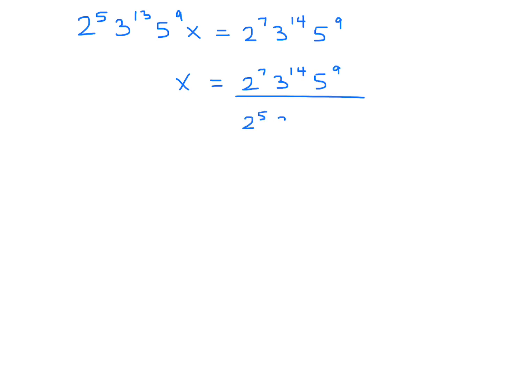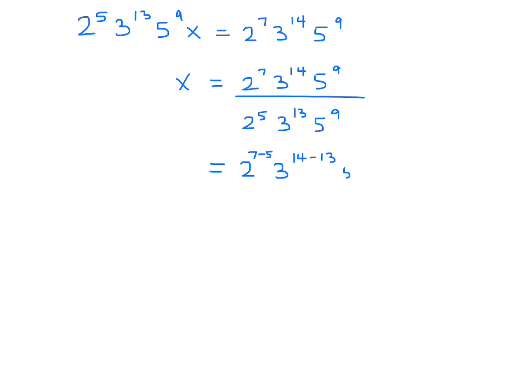So we got 2 to the power of 5, 3 to the power of 13, and 5 to the power of 9. So immediately you can see that these 5 to the power of 9s, both of them cancel. And then from the 3s, this just becomes 3 to the power of 1 because it's 14 minus 13. And then for the 2s, it becomes 2 to the power of 2. It's 7 minus 5. So I can even write that in if you really want me to.